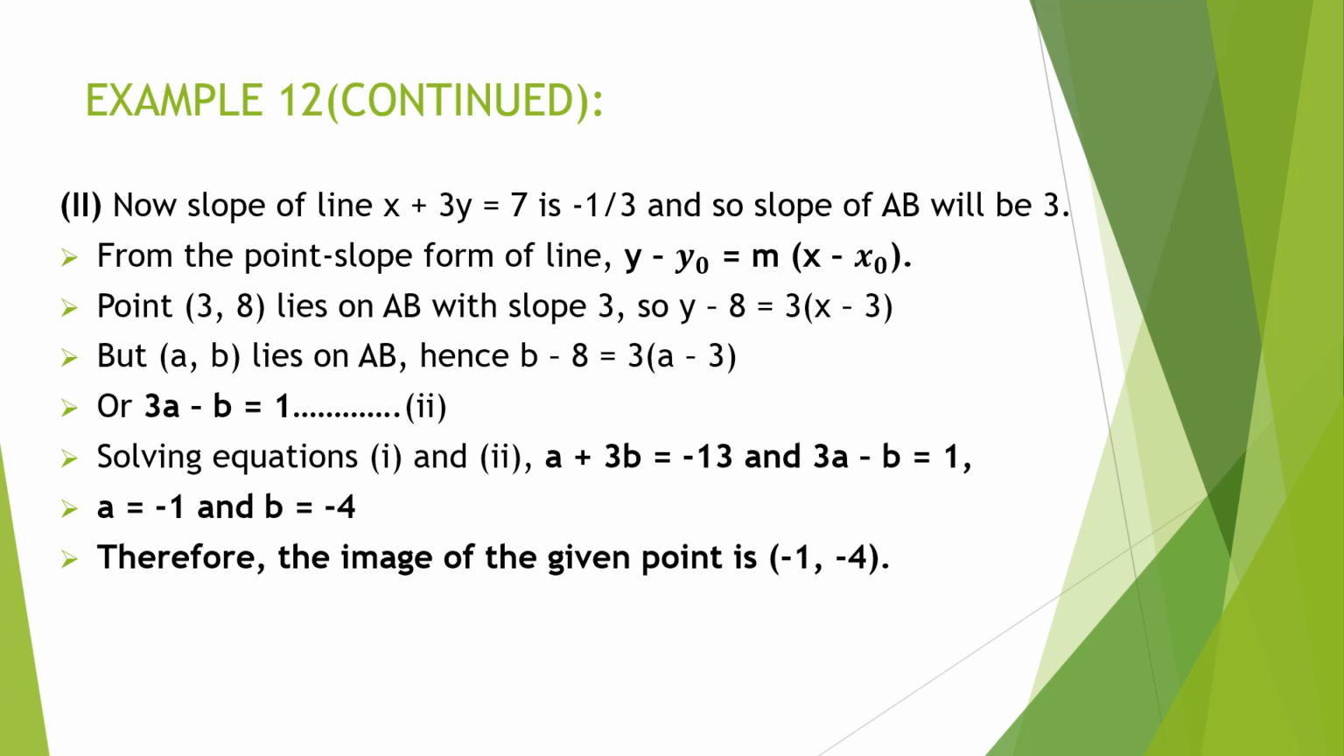So you have two equations. First one, a plus 3b equal to minus 13, and 3a minus b equal to 1. Now we know how to solve two linear equations. By solving them you get the value of a as minus 1 and b as minus 4. So the image of the given point is minus 1, minus 4.